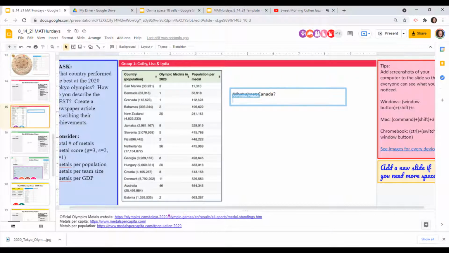Is that in the link? You're saying that's in the link at the bottom of her slide, yeah. Okay. So when you look at it that way, the real winners are not the US and China. That's so interesting, economically speaking. Right.